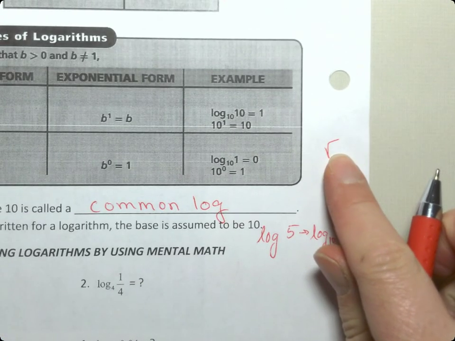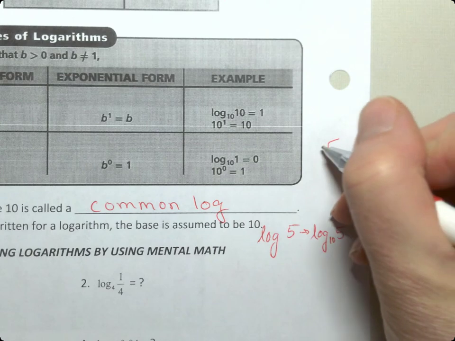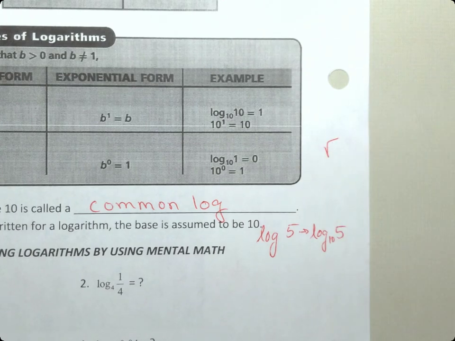That should remind you of this. This is the what root? That's a square root. Do we have to put the little 2 there? No, because it's like the common root. Any other index we put in there.